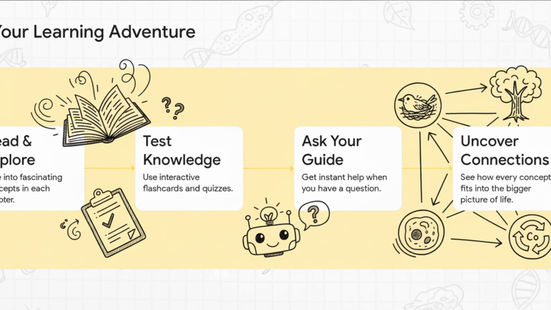You're going to dive in, you're going to explore, you're going to test yourself with the quizzes and flashcards. And whenever you want, you can ask your AI guide for help. When you use all these tools together, you'll start to see how everything connects, how a mussel cell and a bird's nest and the global climate are all part of the same incredible story.